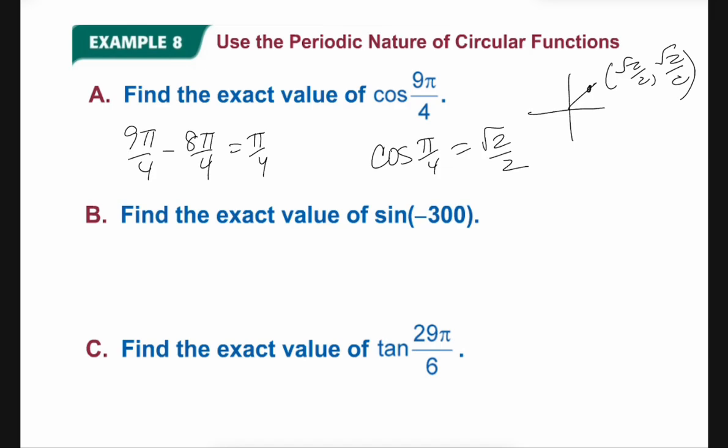Now, if you have a negative degrees, add 360 until it's not negative anymore. If you have a negative radians, add 2 pi's until it's not negative anymore. Or you can always convert. You can always convert to degrees and then work from there.